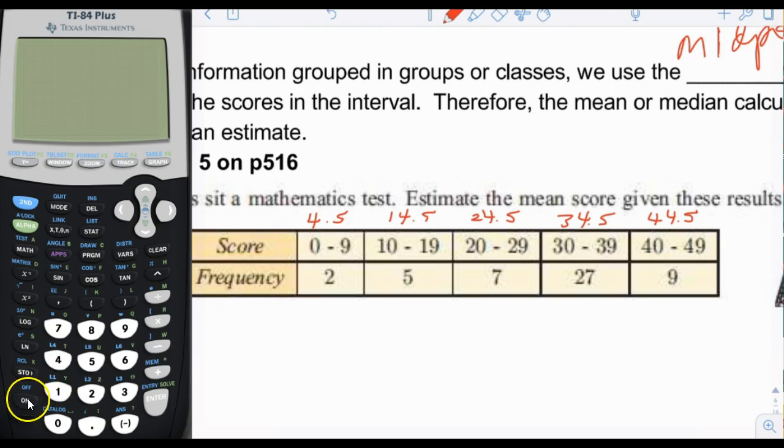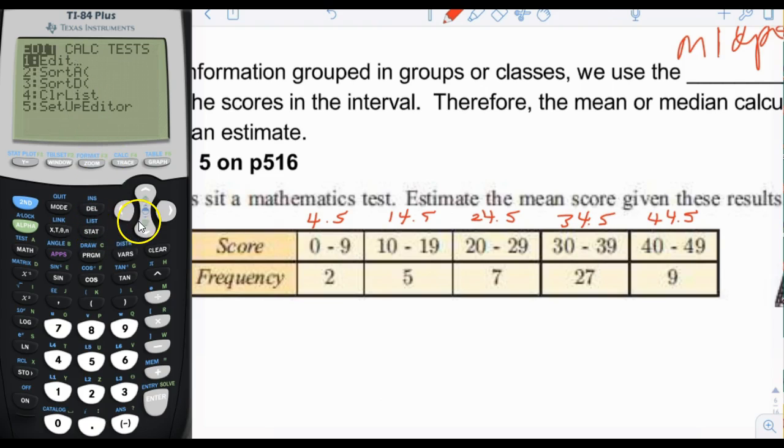And how do I do the calculation now? I'm going to put two columns in here. Let's use L4 and L5. Clear these out by putting your cursor on the L5 and pressing clear. For the typical values I'm going to put 4.5, because you can't put an interval in here. 4.5, for example, and the next one is going to be 14.5, and so on. And then I put the frequencies, 2, 5, 7, 27, and 9.